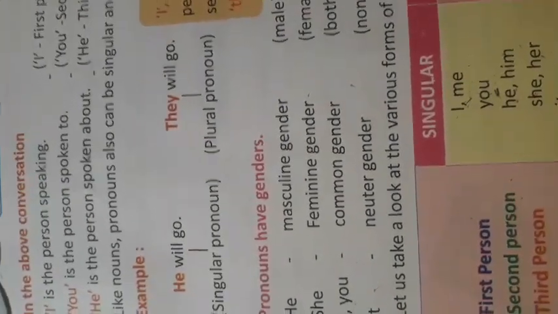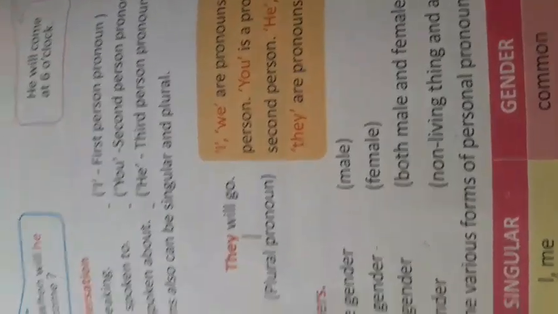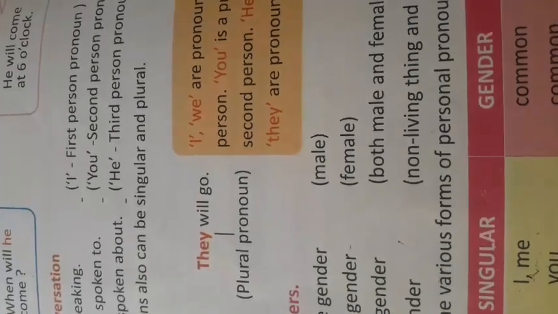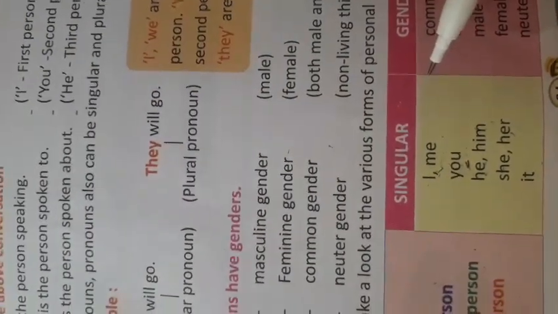I and you, it comes under the common gender, it is used for both male and females. And it is the neuter gender, that is used for the non-living things and for the animals. Okay, once you have to go through this.